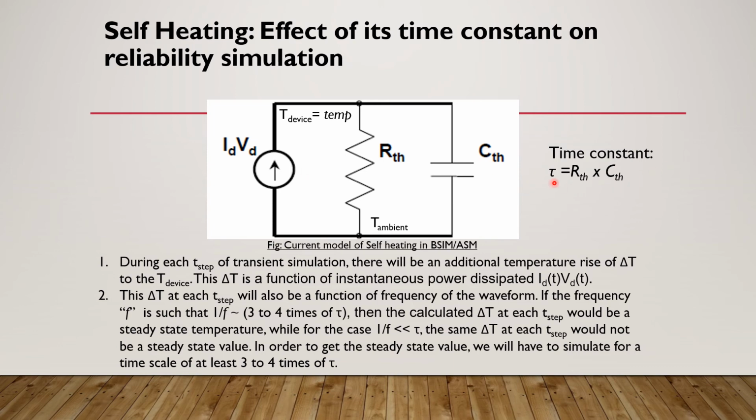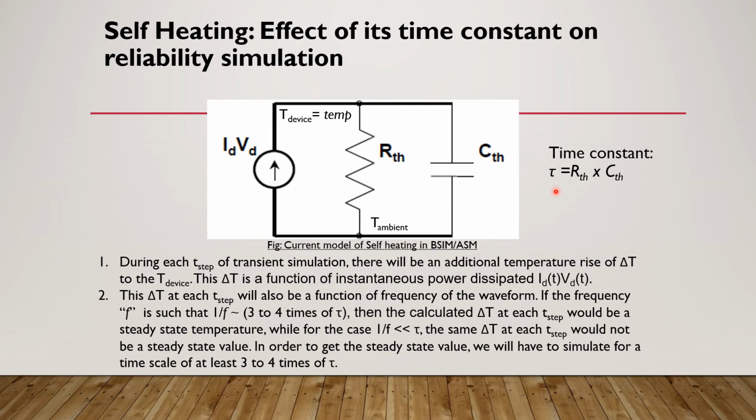So what this time constant tau means is that if you are simulating for a time scale much greater than this time constant, then this thermal network is going to give you a rise in temperature that is a proper steady state rise. For example, a temperature rise from 55 degrees centigrade to 70 degrees centigrade, let's say. So the delta T is 15 degrees centigrade. That complete 15 degrees centigrade you will get for a time scale much greater than tau, right?